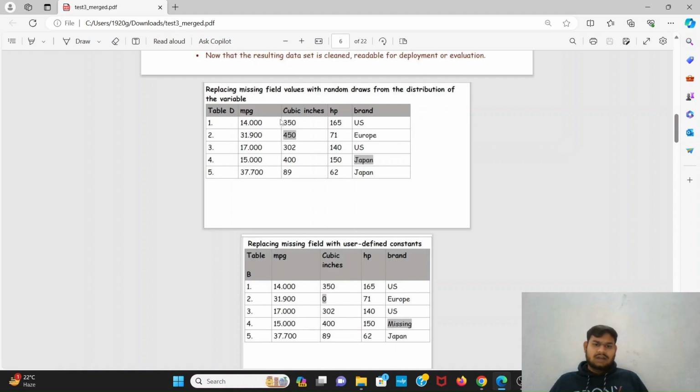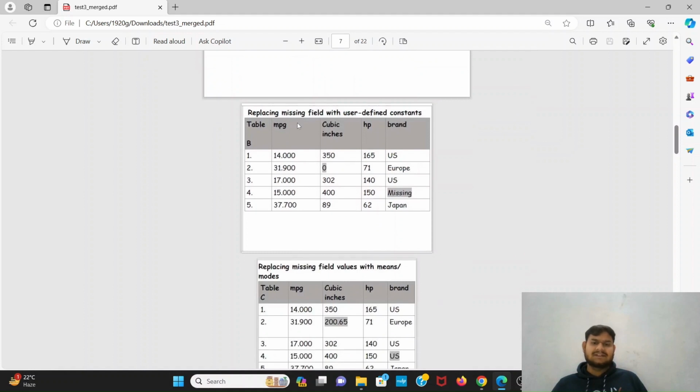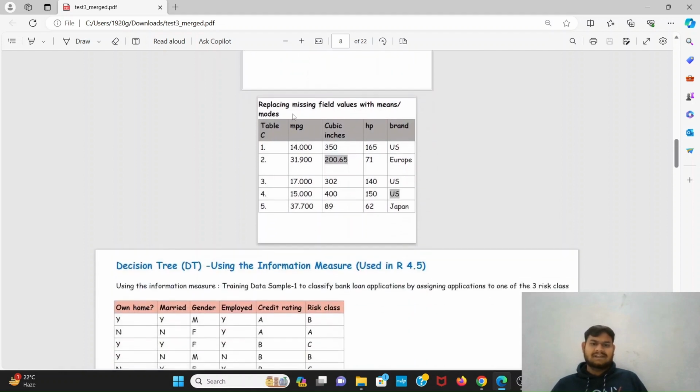Now replacing the cubic inches of the second ID with 450 and replacing the brand of the fourth ID with Japan. Replacing missing field with a user defined constant: replacing cubic inches of the second element by 0 and replacing the brand of the fourth by missing. Replacing missing field values with means or modes: replacing cubic inches of the second by 200.65 and replacing the brand of the fourth by US.